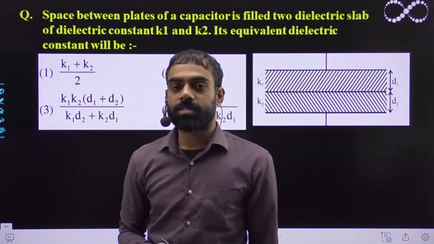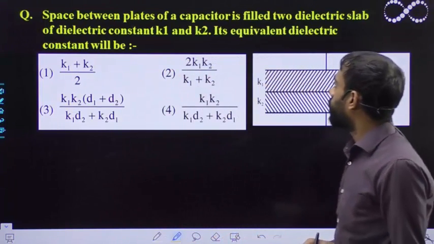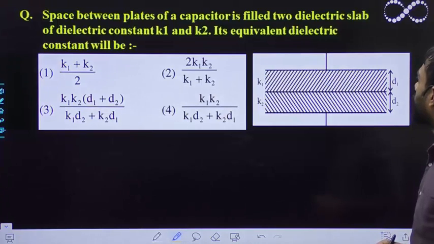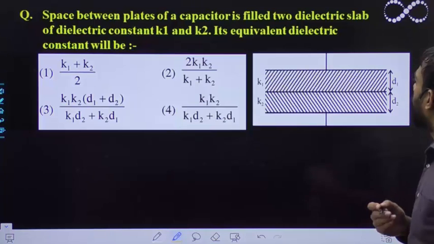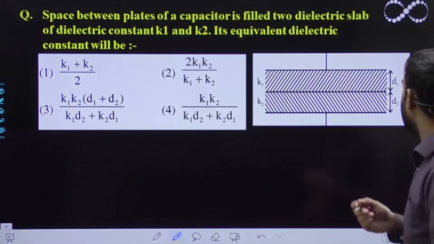Hello students, let us see this question here. The space between plates of a capacitor is filled with two dielectric slabs of dielectric constants K1 and K2, and the equivalent dielectric constant will be, it is asking.